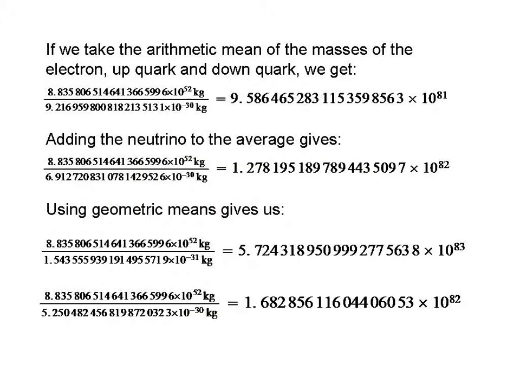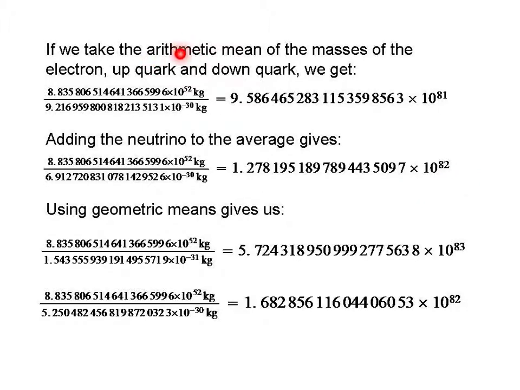If we take the arithmetic mean of the masses of the electron, the up quark and down quark, and divide that into the mass of the observable universe, we get about 9.586 times 10 to the 81 particles. If we count the neutrino into the mix, divide the mass of the observable universe by the arithmetic mean of all 4 particles, we get about 1.278 times 10 to the 82 particles.